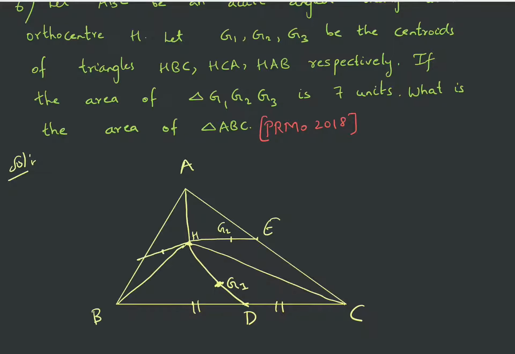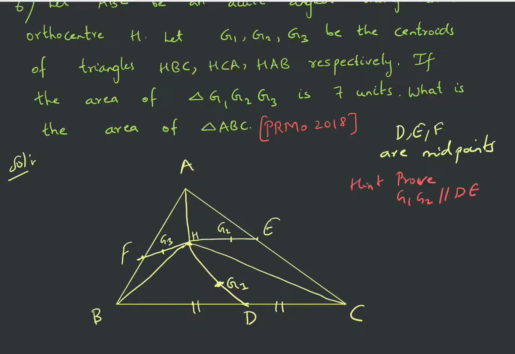See, this is G3 and this is F. So clearly D, E, F are midpoints of the sides. Now, first hint: prove that G1G2 is parallel to DE.